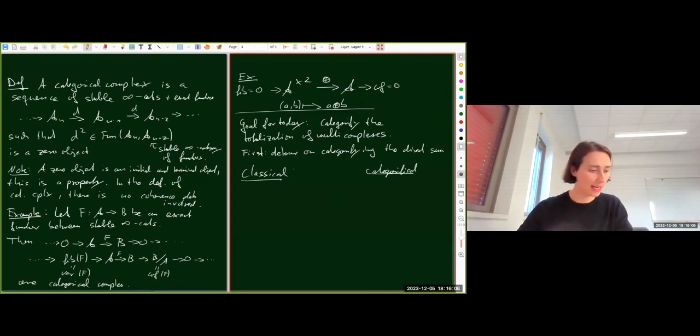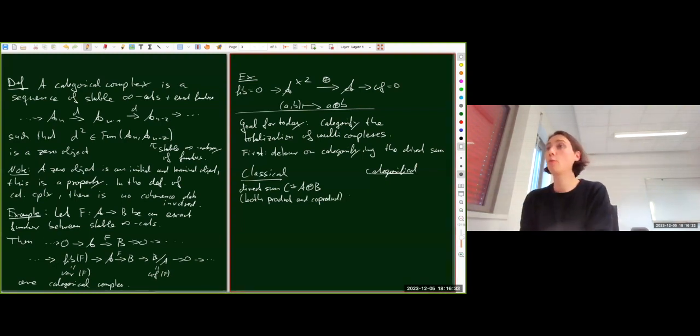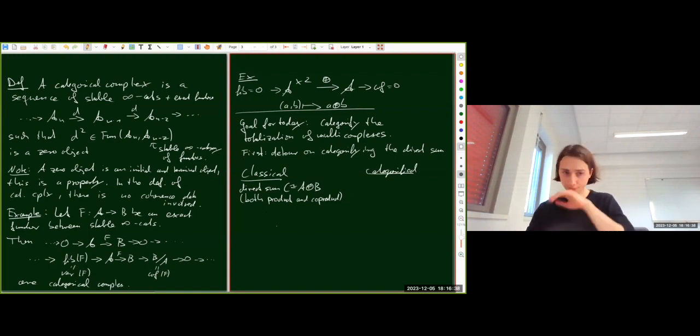So a classical concept is the direct sum of two abelian groups, C equals A plus B. And what's special about the direct sum of abelian groups is that this is both a product and a coproduct. Right? So finite products coincide with finite coproducts. And this does not only work for abelian groups or, more generally, in abelian one-categories, but even in additive one-categories.